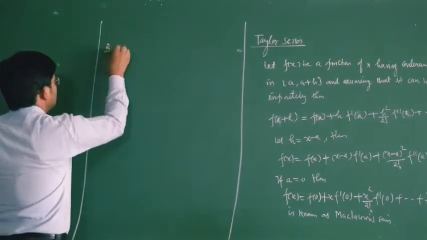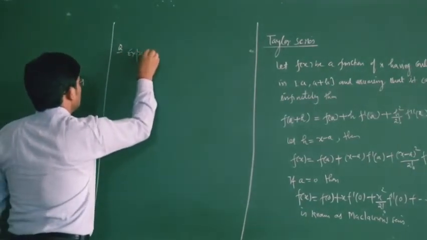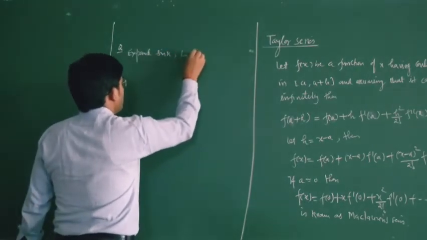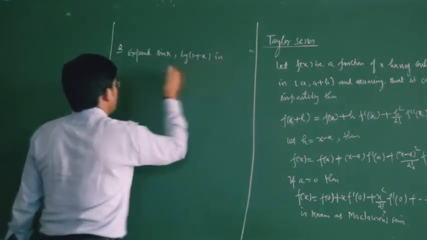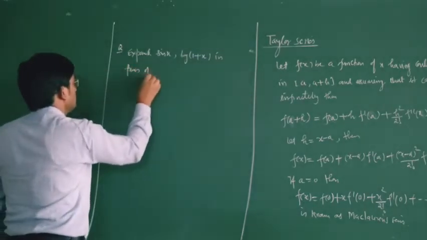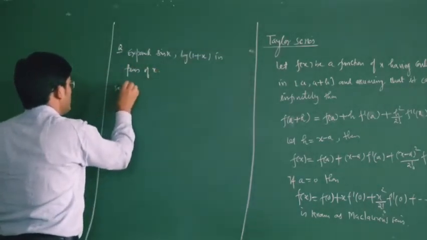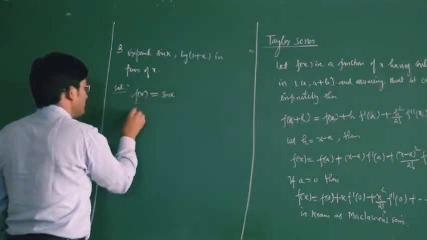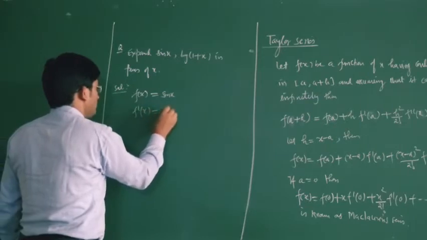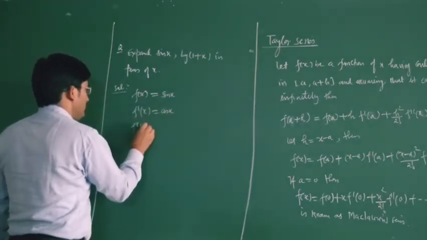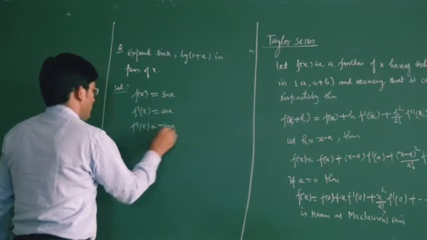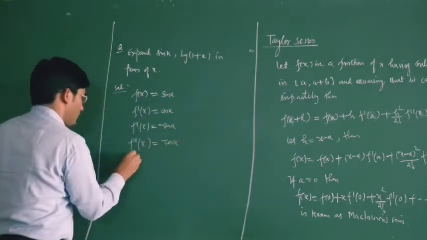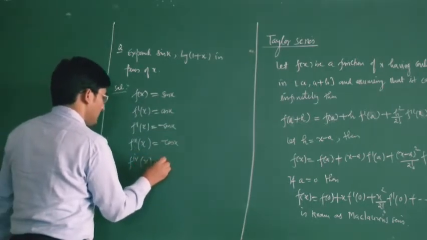Let us expand sin x and log(1 plus x) in powers of x. So solution, let f(x) equal to sin x. Then f dash x is cos x. F double dash x will be minus sin x. F triple dash x is minus cos x. F4 will be again sin x.